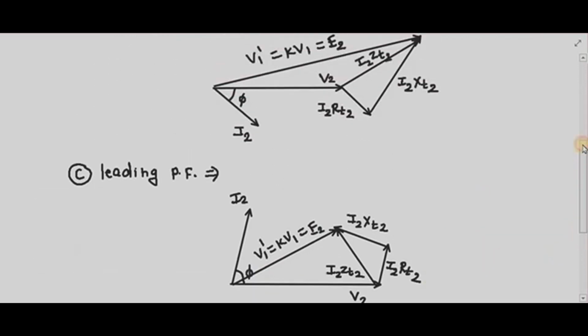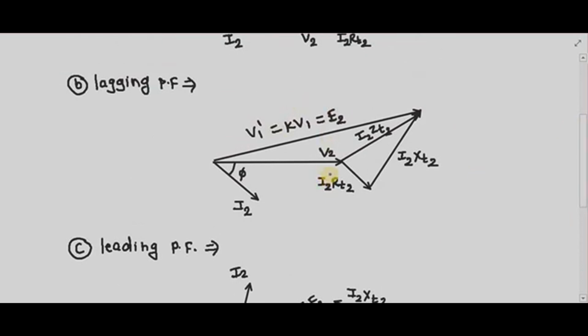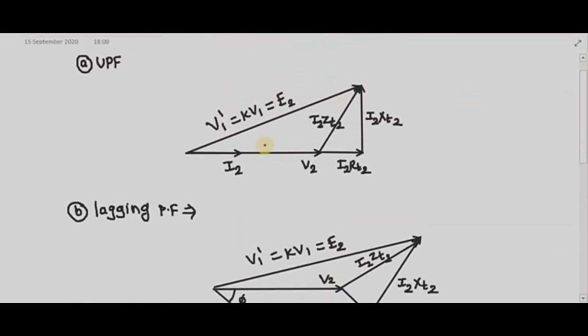But here my E2 is greater than V2 for lagging power factor as well as the unity power factor. So my regulation will be positive. So regulation is always positive for inductive load with lagging power factor and resistive load with unity power factor. And my regulation may be negative for capacitive load with leading power factor. So my voltage regulation is dependent on the power factor of the load. So regulation must always be specified with the load power factor.